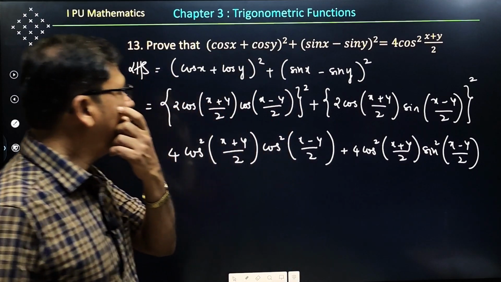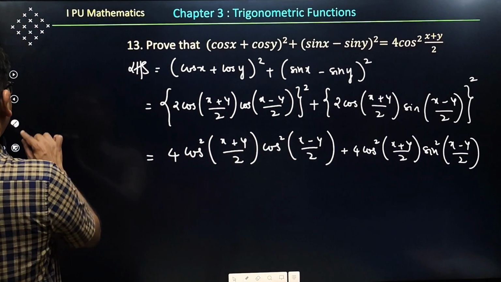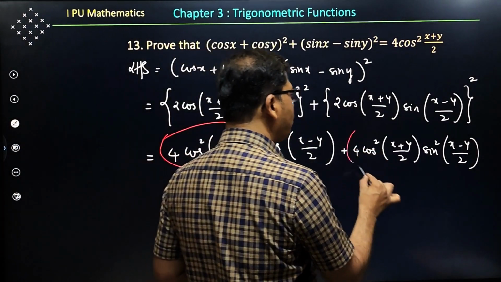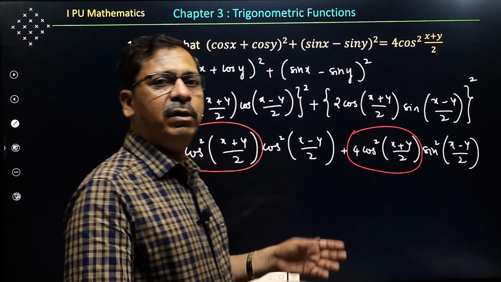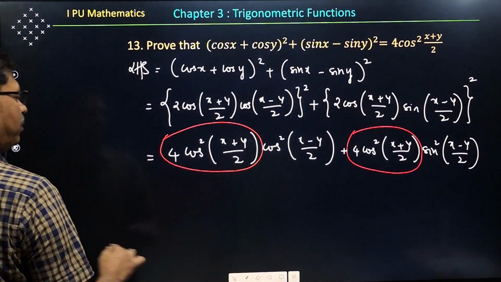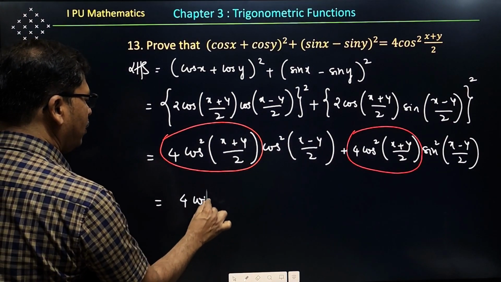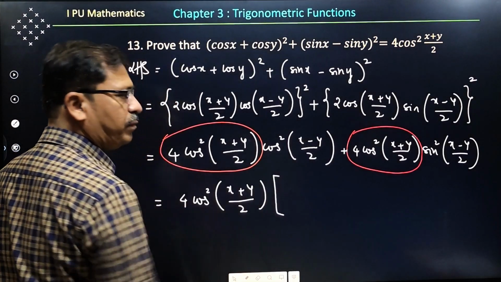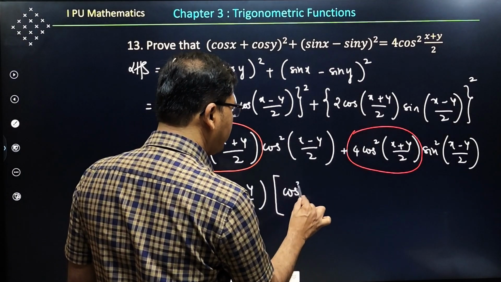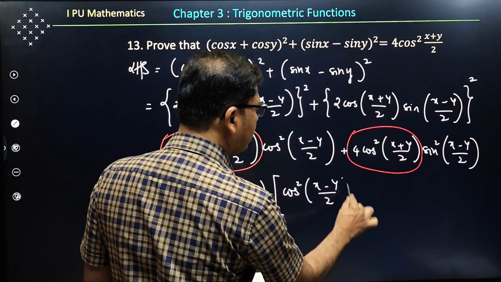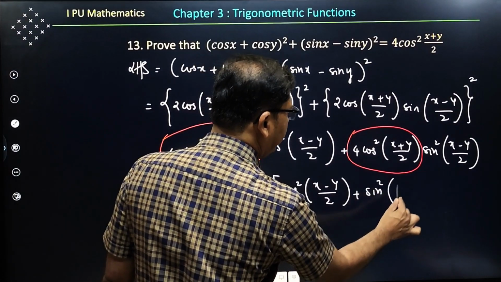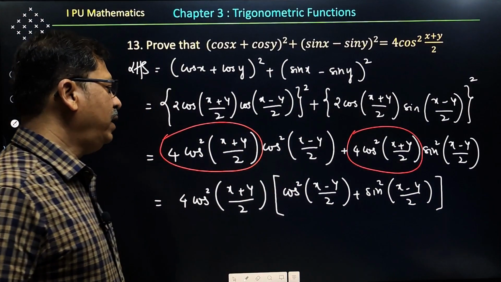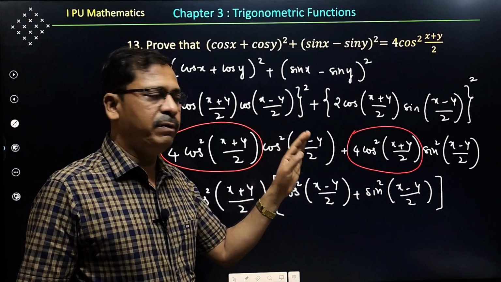Now it is the time to take a common. 4 times cos square, observe carefully, 4 times cos square x plus y by 2, this is common. Take that common factor outside. What happens? 4 times cos square of x plus y divided by 2. By taking this, what remains? Cos square of x minus y divided by 2 remains, plus sin square of x minus y divided by 2 remains. See, I have taken 4 times cos square of x plus y by 2 common.